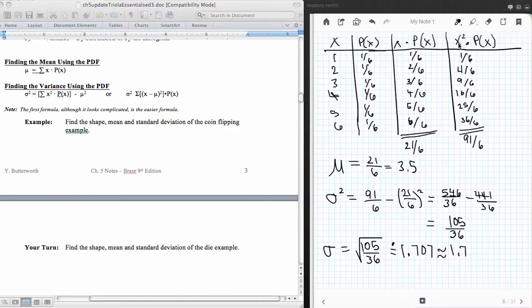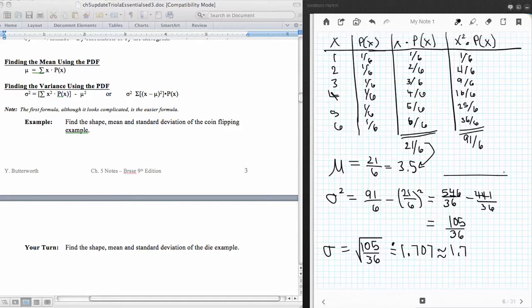Now going over to do the x squared times p of x's, 1 squared times 1/6, 2 squared times 1/6, 3 squared times 1/6, 4 squared times 1/6, 5 squared times 1/6, and 6 squared times 1/6. And adding all those up, 1, 4, 9, 16, 25, and 36 gives me 91/6. So my mean is the sum of the x times p of x's, and 21/6 is equal to 3.5.